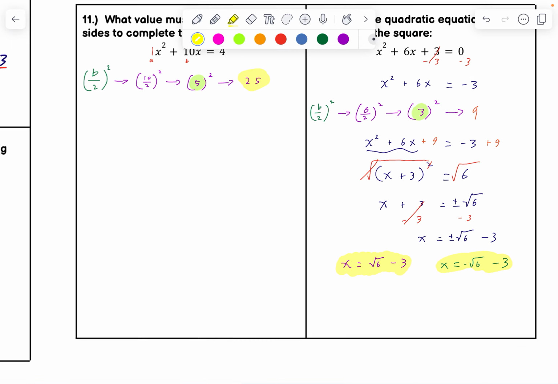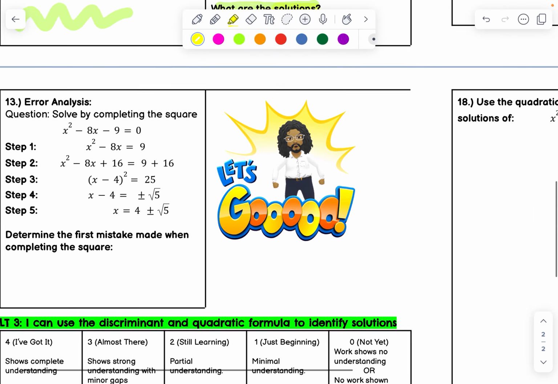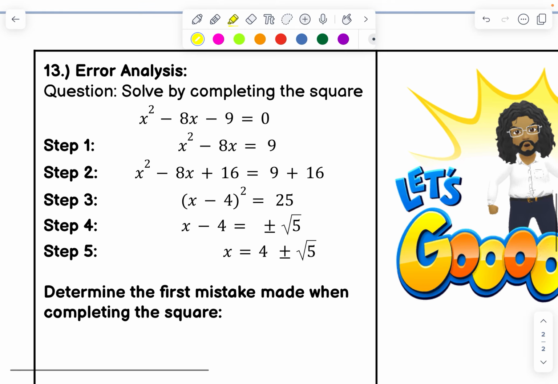Let's zoom out and let's keep it going in the same section, still looking at complete the square problems. We're going to head over to problem number 13. And here we have an error analysis. Let's take a look.